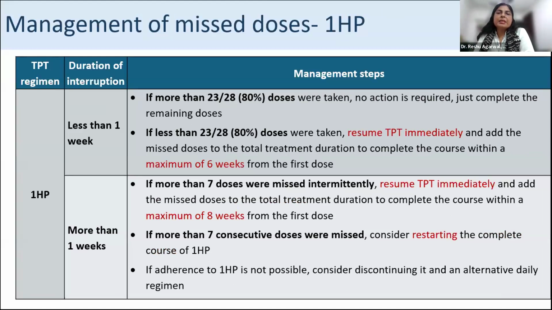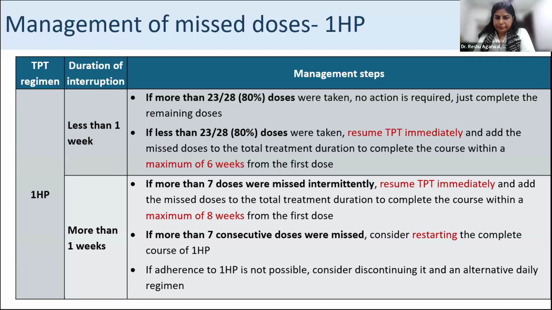Now, how do you manage the missed doses? With IPT, you are all aware of how we used to manage the different scenarios. Now your major regimen would be 1HP. For 1HP, firstly, you have to see whether the patient has missed the doses for less than 1 week or more than 1 week, that is, 7 days. If the duration of interruption is less than 1 week and the patient has already taken more than 80% of the doses, which means more than 23 out of 28 doses, you don't have to do anything, just complete the remaining doses. If the patient has taken less than 80% of the doses, that means less than 23 out of 28, you resume the TPT immediately and try to complete the treatment within a maximum of 6 weeks of the first dose.